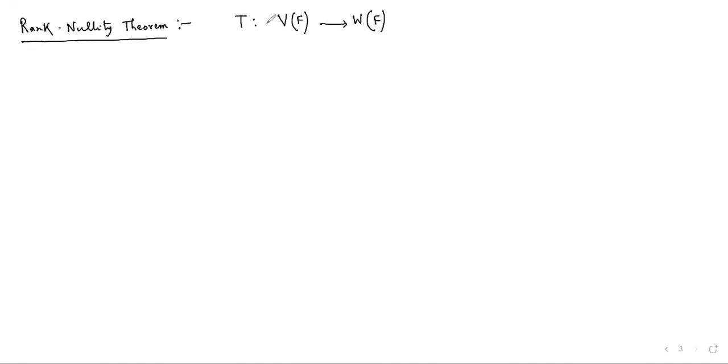Now, there is a very important theorem which is called the rank nullity theorem. The theorem is very useful. The proof of the theorem is not required actually. The rank nullity theorem says that suppose we have two vector spaces V and W defined over the same field F. We are defining a transformation T from V to W, and suppose this transformation is a linear transformation. Remember, I'm talking about a linear transformation.